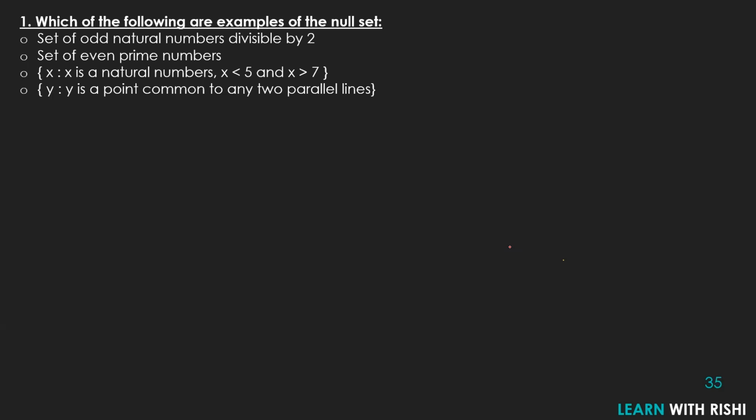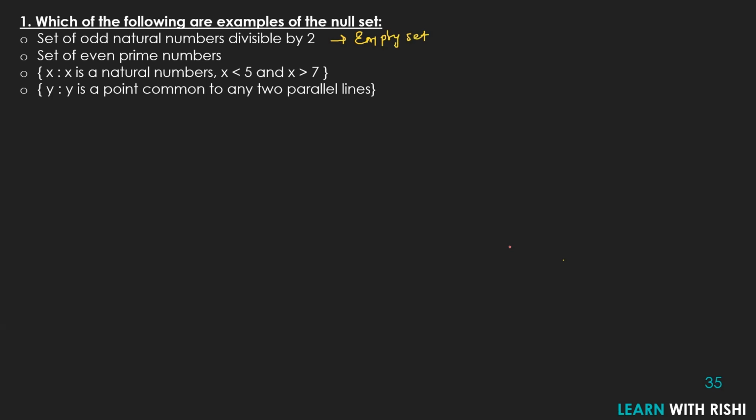Set of odd natural numbers. So it is divisible by 2. Now the numbers which are divisible by 2 are nothing but even numbers. But we need odd natural numbers. So there is no such odd natural number which is divisible by 2. So set A will be a null set. So first set becomes a null set. So this is an empty set, or you can say null set.